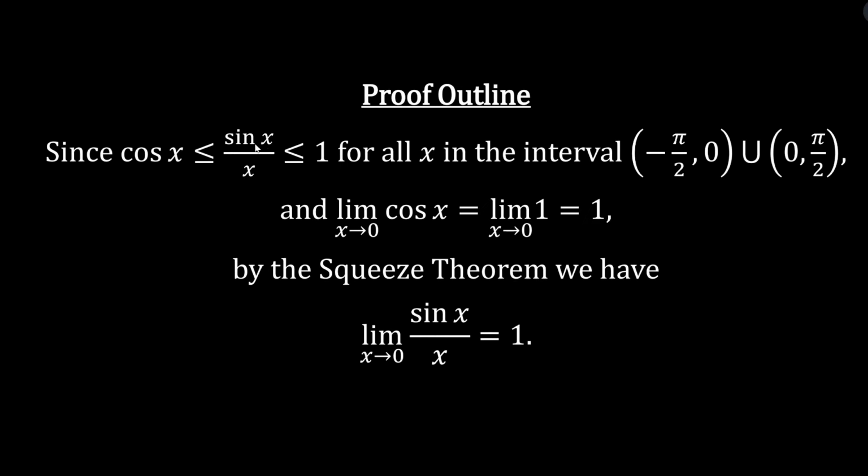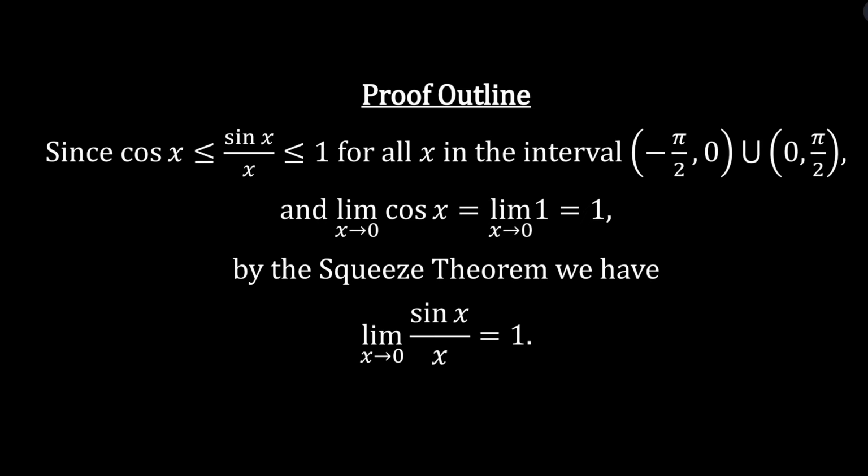We actually can't compare sine of x over x to anything at 0 because it's undefined, and it wouldn't make sense to say undefined is greater than or equal to or less than or equal to anything else. So this is what it means to be near 0 but not necessarily at 0 itself. Then these bounding functions, cosine of x and 1, both have a limit of 1 as x approaches 0. Since these two things are true, by the squeeze theorem, the limit as x approaches 0 of sine of x over x equals 1.